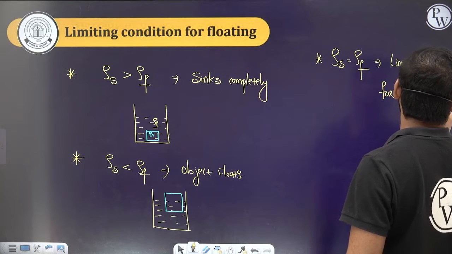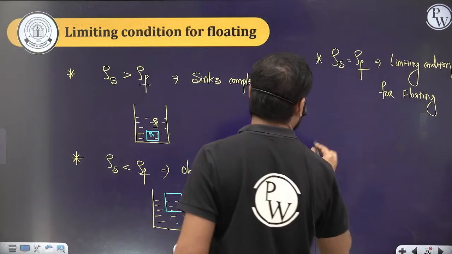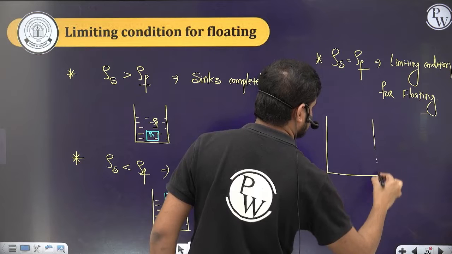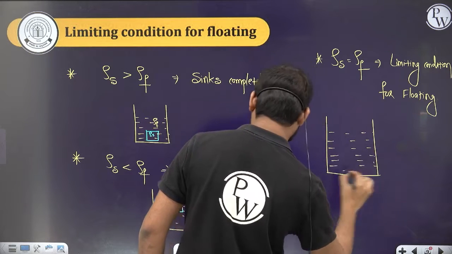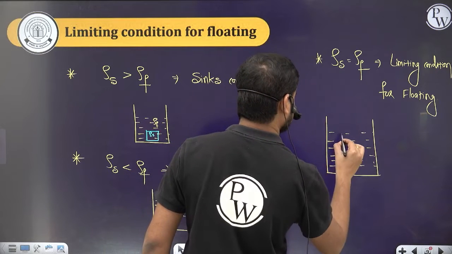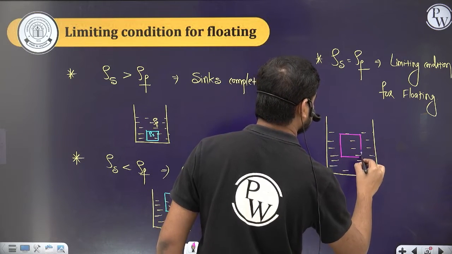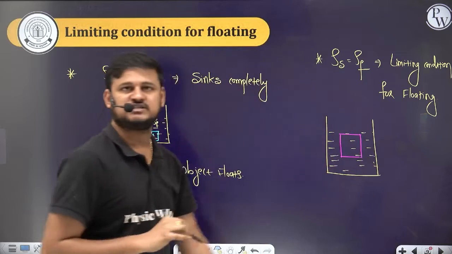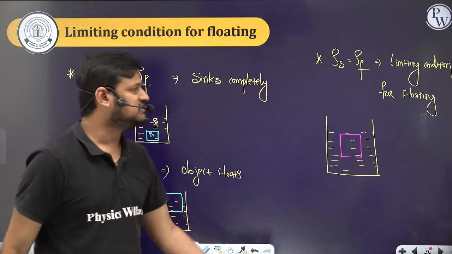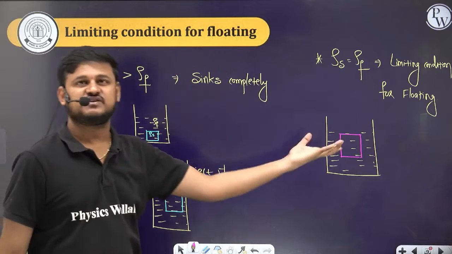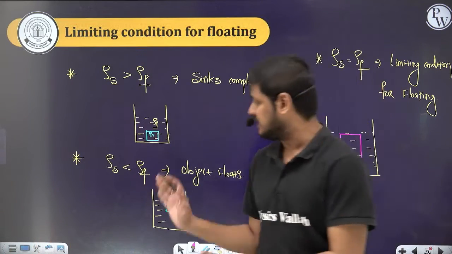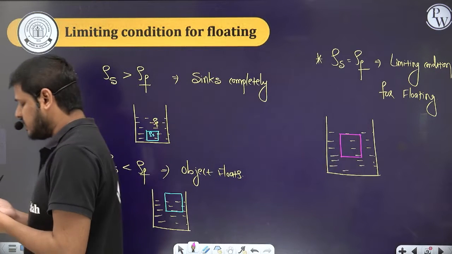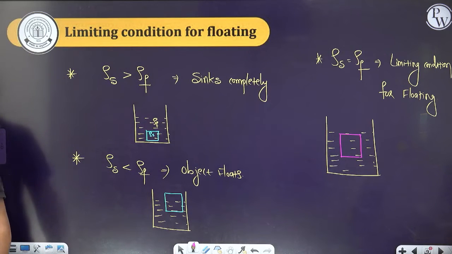Clear, guys? Chalo. Now here is how the object sinks. See, consider this is a container, here the liquid, and the object will sink like this, just below the surface. This is the limiting condition for floating. Understood, guys? Clear? So with this we have completed the floating concept. Everyone understood what is the law of floating and the concepts of floating? Is this concept clear?